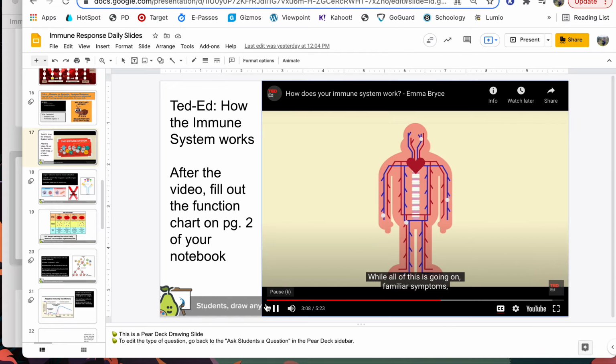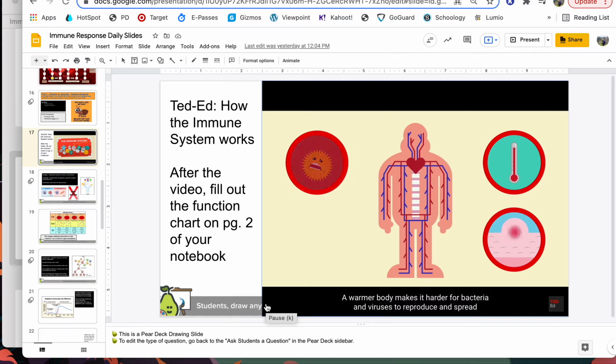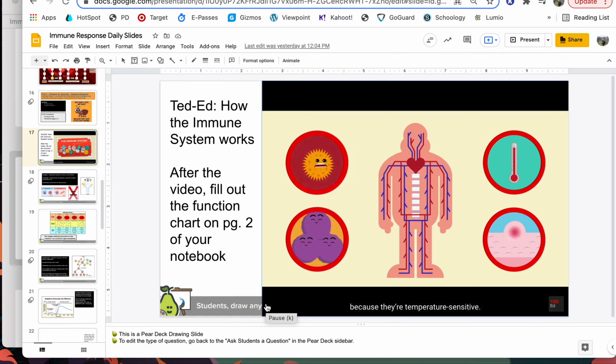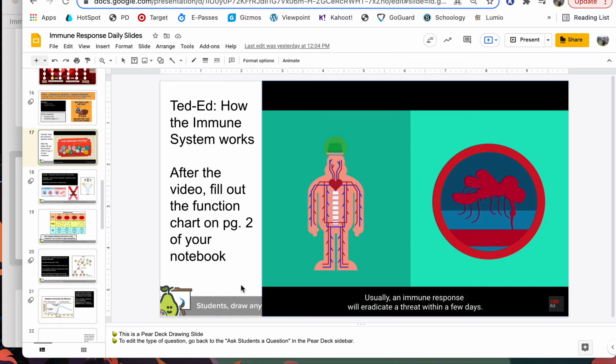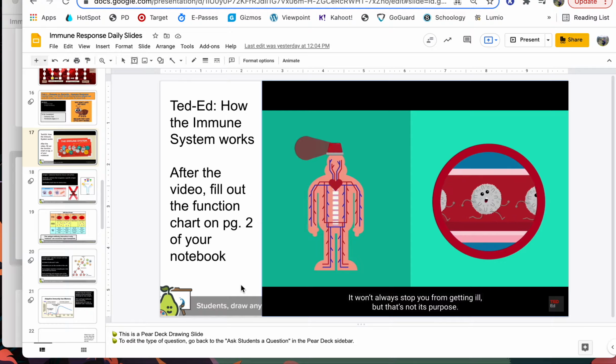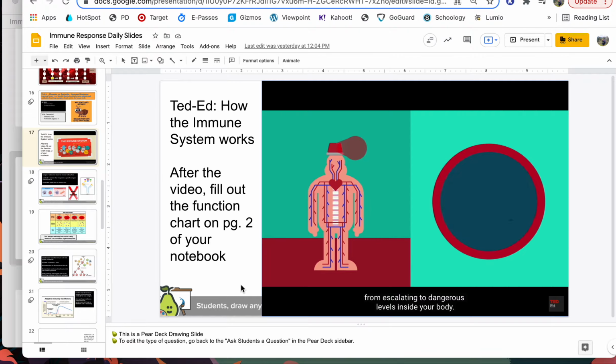While all of this is going on, familiar symptoms like high temperatures and swelling are actually processes designed to aid the immune response. A warmer body makes it harder for bacteria and viruses to reproduce and spread because they're temperature sensitive. And when body cells are damaged, they release chemicals that make fluid leak into the surrounding tissues, causing swelling. That also attracts phagocytes, which consume the invaders and the damaged cells. Usually, an immune response will eradicate a threat within a few days. It won't always stop you from getting ill, but that's not its purpose. Its actual job is to stop a threat from escalating to dangerous levels inside your body.